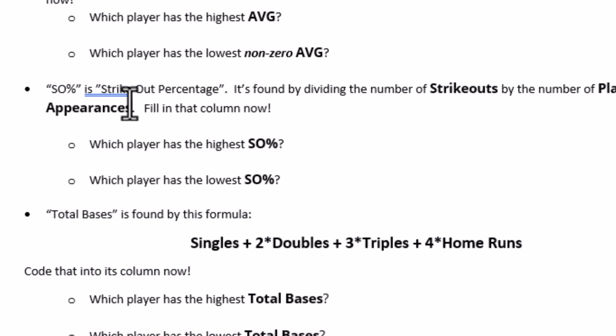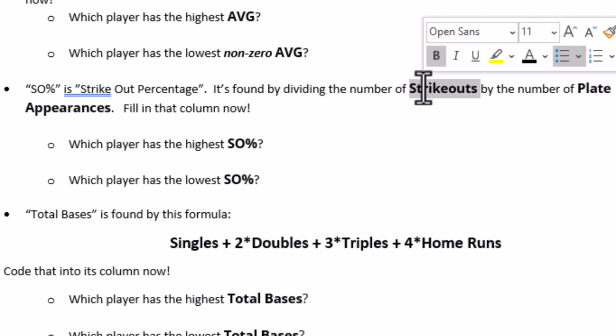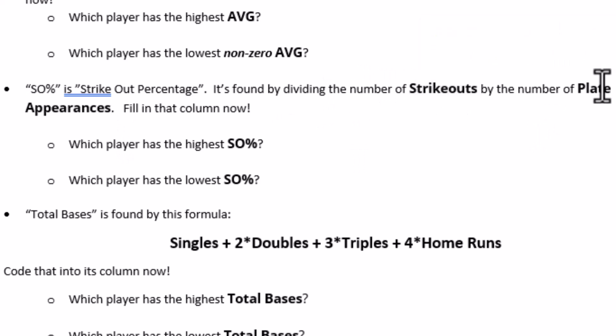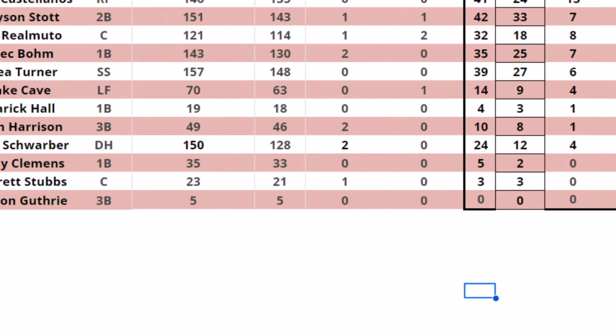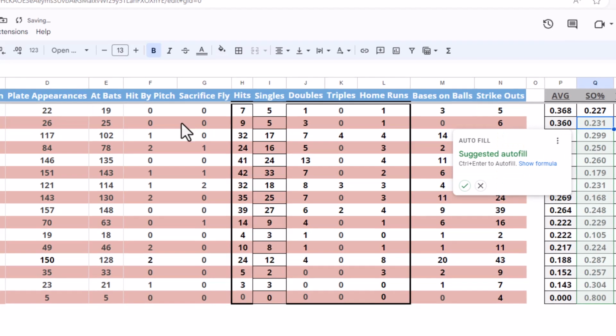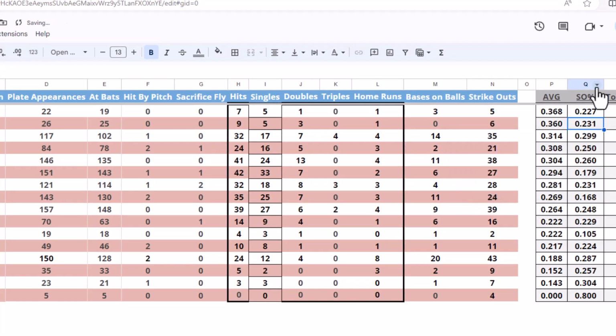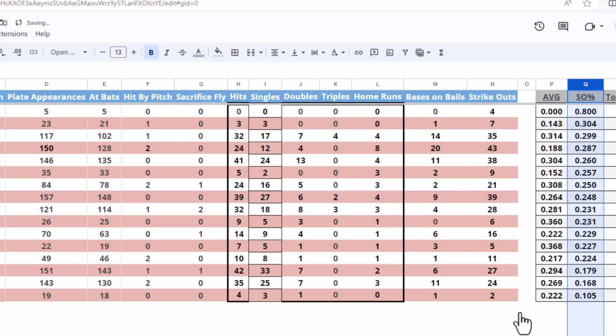Strikeout percentage. This one actually is a percentage, but it's the same kind of thing as a batting average, except it's a bad thing. It's what percent of the time do you not hit the ball or get on base. So you take the strikeouts divided by plate appearances. So we take equals strikeouts, that's over here, divided by plate appearances, which I don't know the difference between that and an at-bat, and I don't care. There's my autofill. It showed up this time. Whatever.